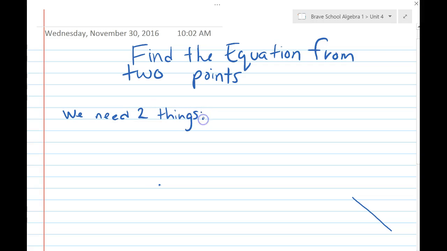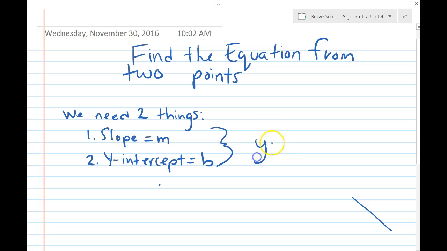First thing we need to find is the slope, which is equal to m. Then we need to find the y-intercept, which is equal to b. Once we have those 2 things, then we can just plug it into our equation. We put the m there and the b there, and we're done. Okay, so let's look at an example here.